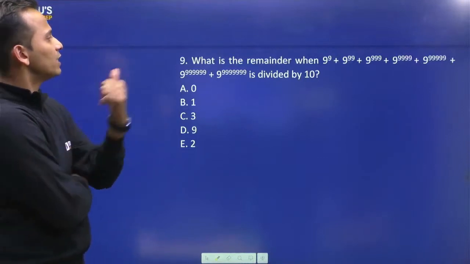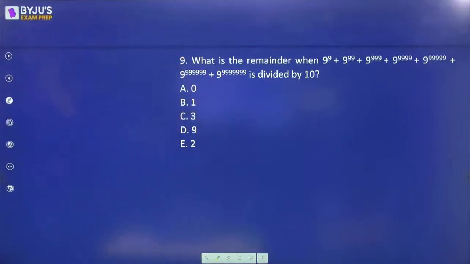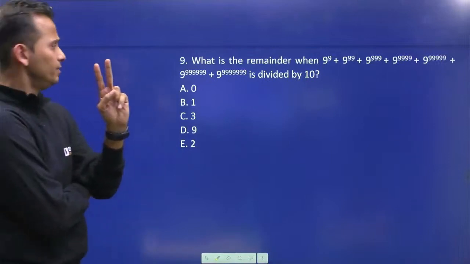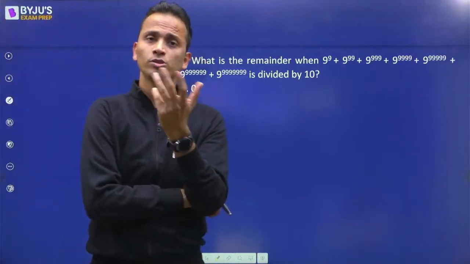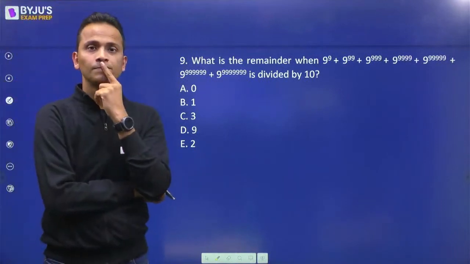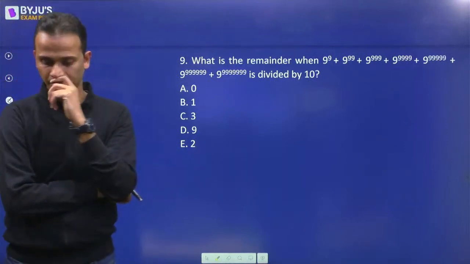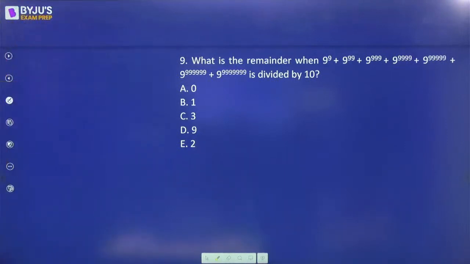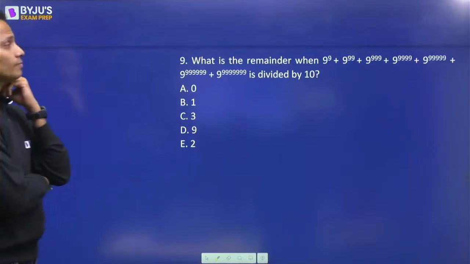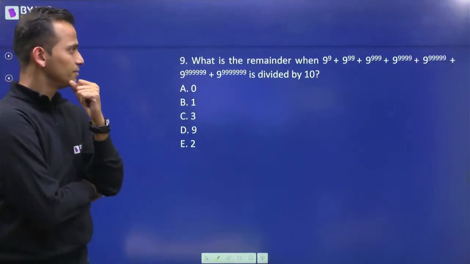What is the remainder when the given expression is divided by 10? Easy question है. बहुत easy question है. दो तरीके से किया जा सकता है. Totally up to you. Whichever method you want to use, you may do that. Okay, quick answer. Quickly. जल्दी से. 30 seconds.